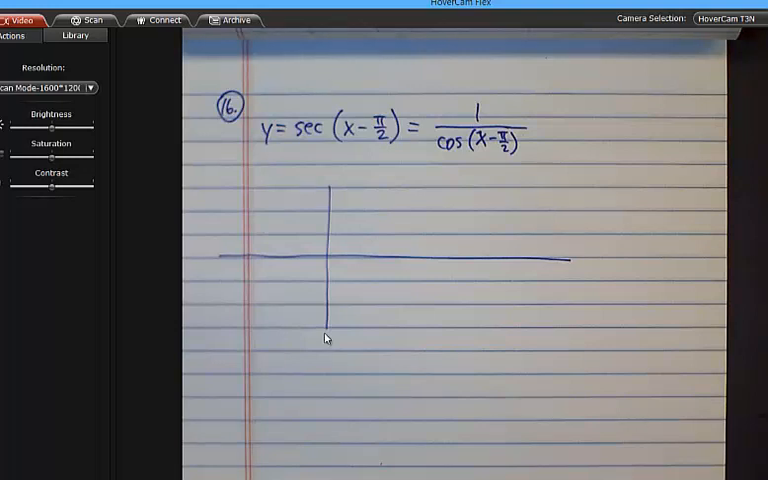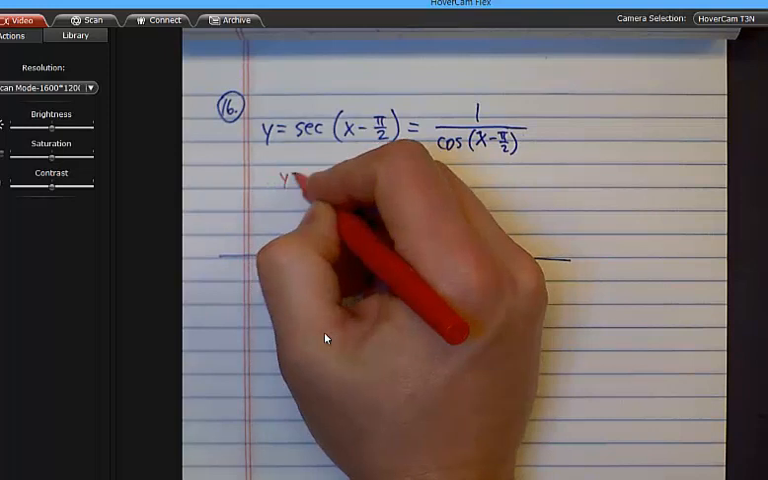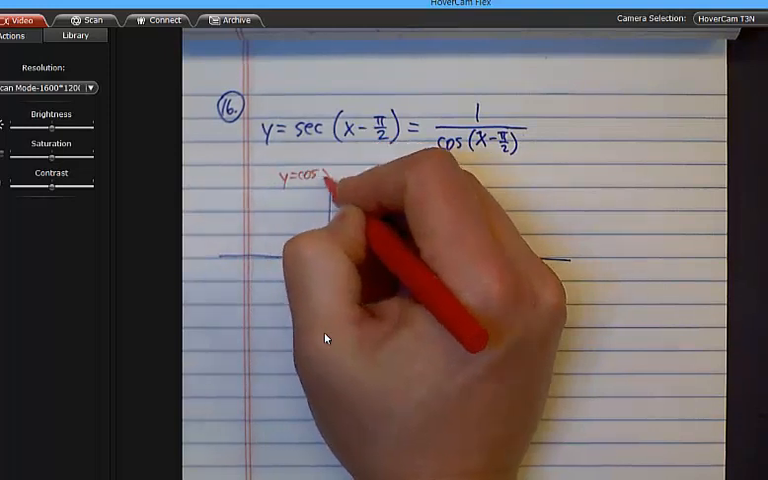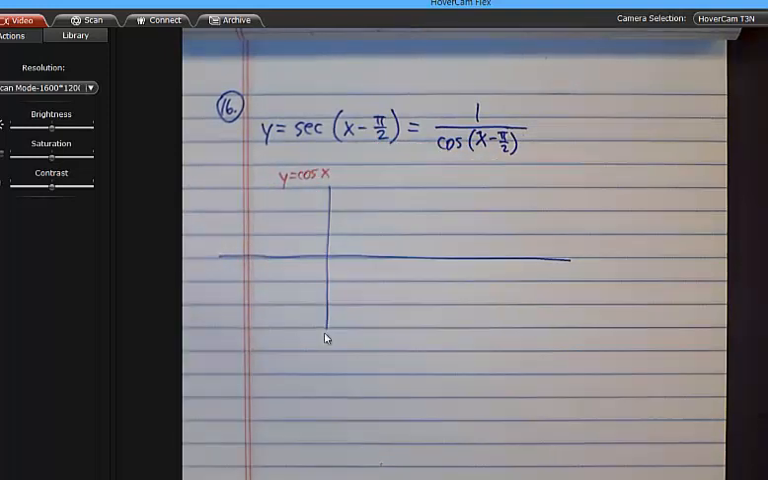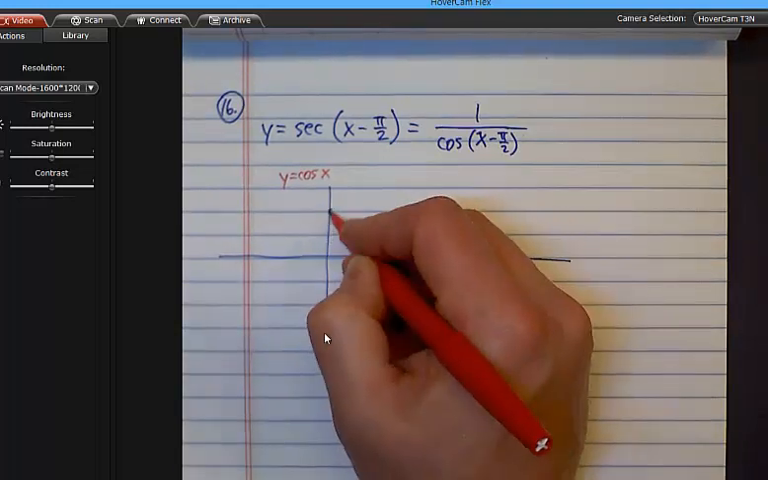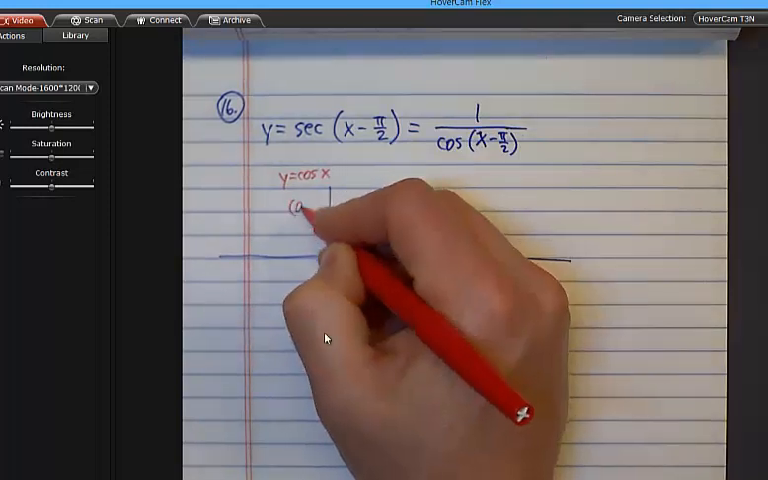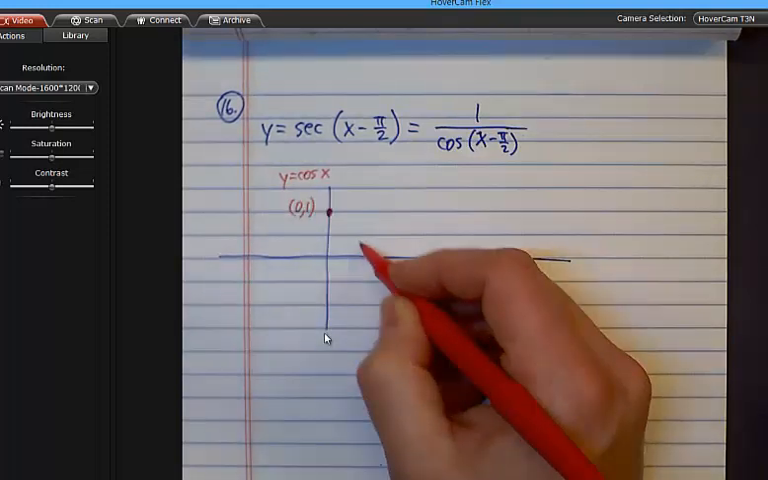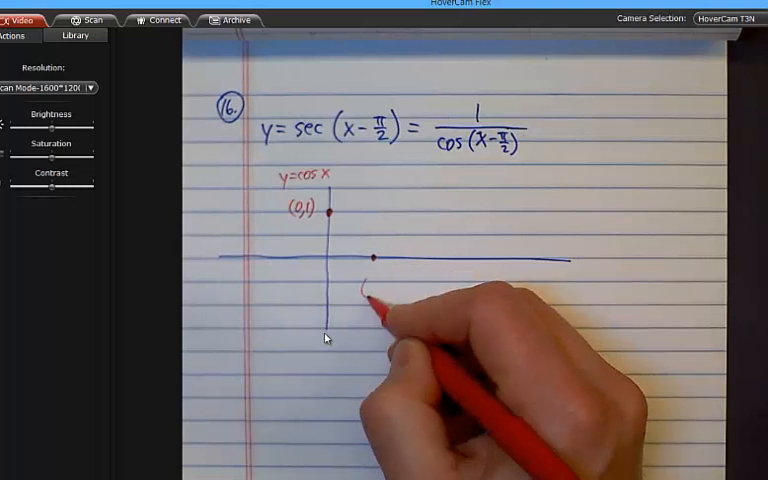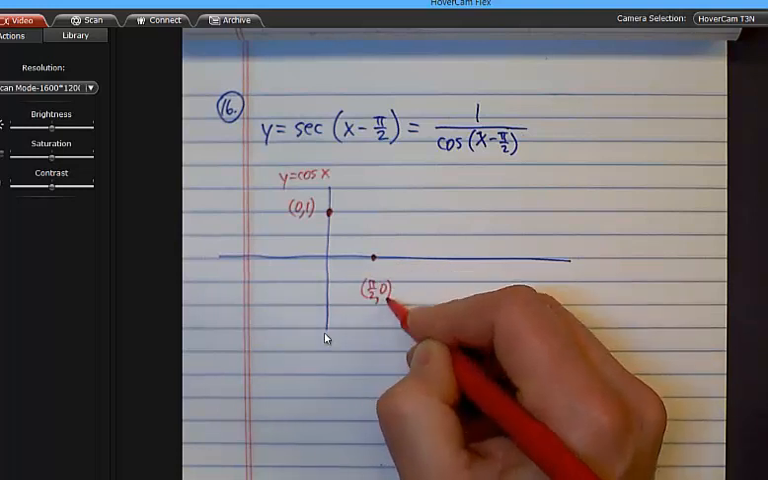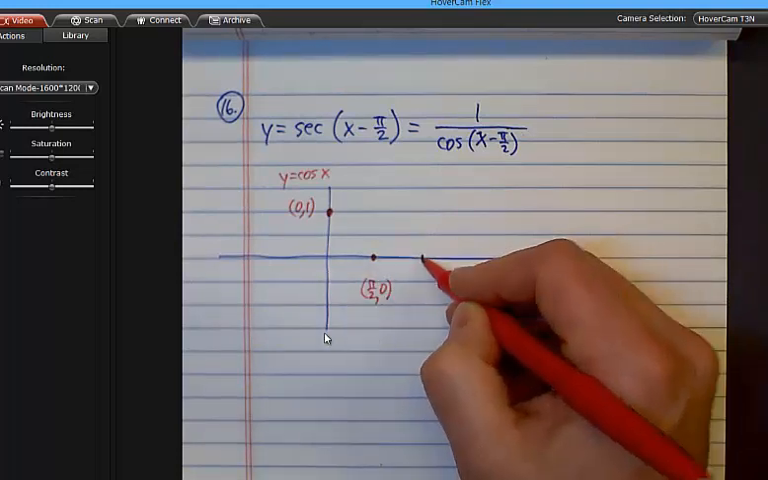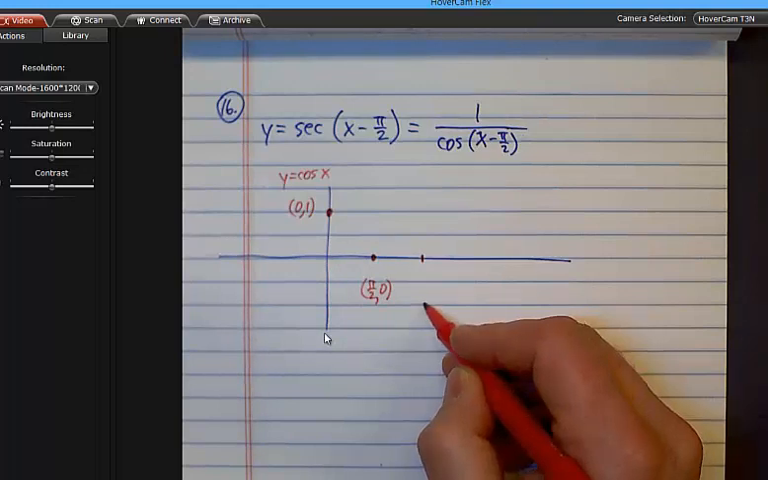So let me start out by graphing in red here, y equals cosine of x. Give me some points that are on that graph. 0, comma 1. Thanks. The cosine of 0 is 1. The cosine of pi over 2 is 0. What's the cosine of pi, everybody? Negative 1. That's all from the unit circle, right?